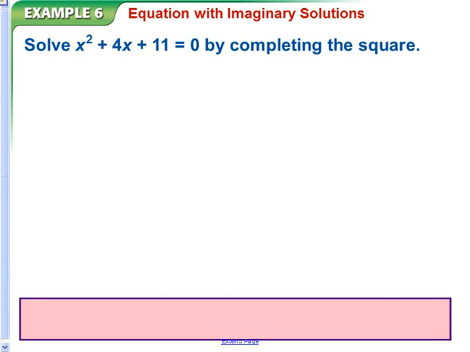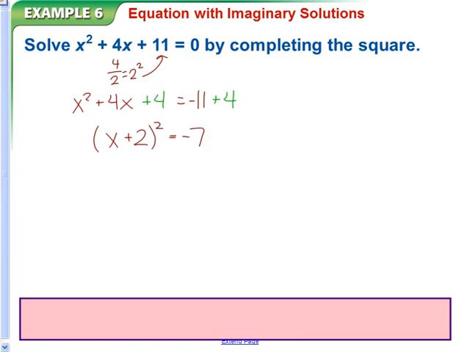So if we look at this one, we start by doing 4 divided by 2 is 2. 2 squared is not 11. So we have to go x squared plus 4x, get rid of the 11 by subtracting it off of both sides. And the number we really wanted there was 4. So we could rewrite that as x plus 2 squared equals -7.